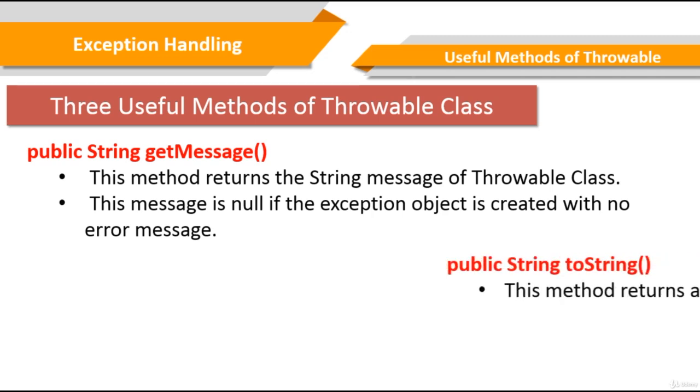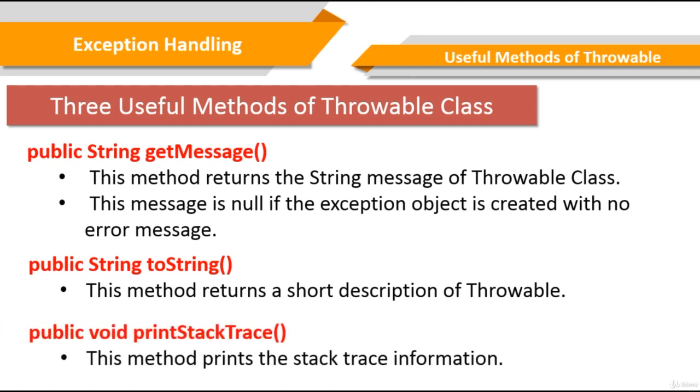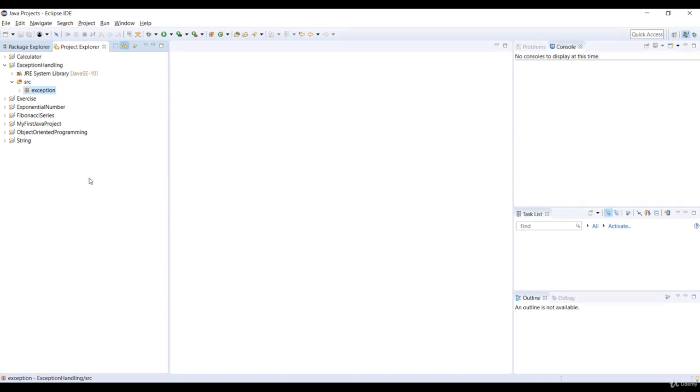The second one is the toString method, and this method returns a short description of a throwable. And the third one is the printStackTrace method, and this method prints the stack trace information. So are you ready to make some examples with the useful methods of throwable class? I think you are.